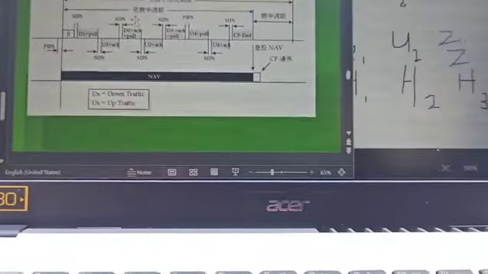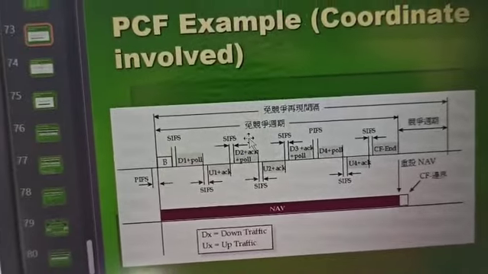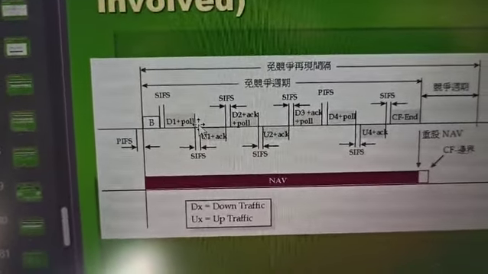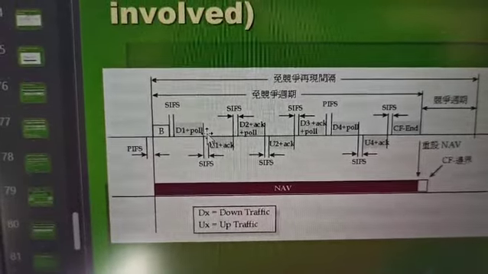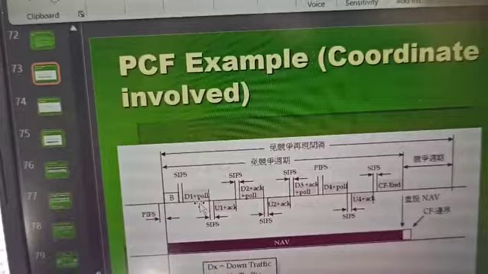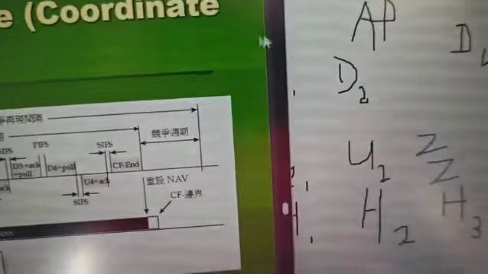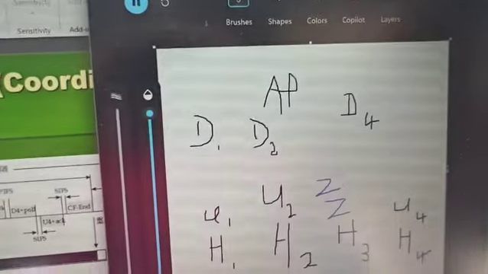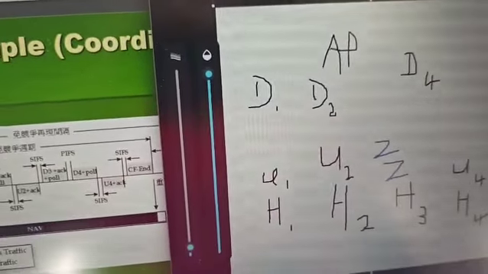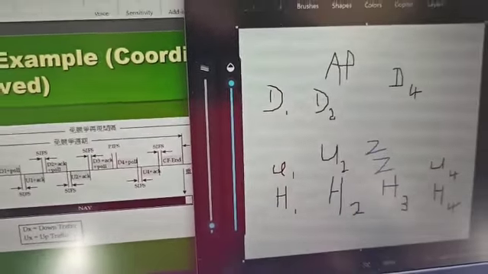The D1 plus poll is actually, he wrote it out, D1 plus CFPH1. The CFPH1 means contention free, or it's just CFH1, whatever. It's like D1 plus contention free period H1. The D1 is you sending the data from AP to H1. It's called D1 because D is for download and U is for upload. AP to host is download, and the other way is upload.